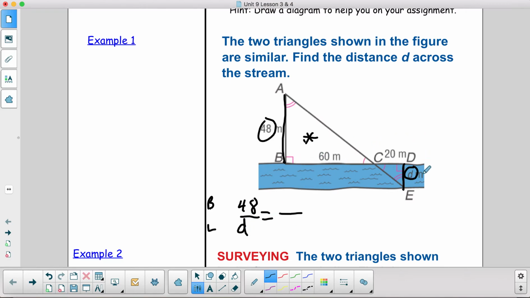So then we look for the other corresponding sides, and this side doesn't have a measurement, so we're not going to use that one. We are going to use this one for the second one. Our corresponding side on the smaller triangle is BC, and so we have a right angle and one arc. Here's a right angle and one arc, so that's our corresponding side. So we're going to put the big one on top, 60, over the smaller one, 20, and we are simply going to cross multiply. So we're going to take 60 times D and multiply 48 times 20.